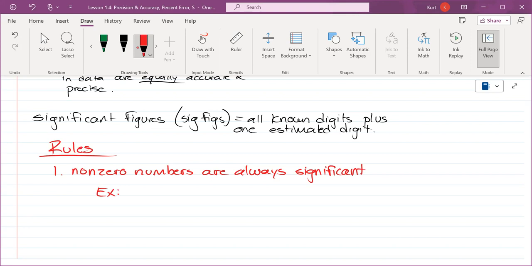You ready? How many sig figs are in 723.4? 4 sig figs. 1, 2, 3, 4. I'll put little green checks. 1, 2, 3, 4. 4 sig figs.